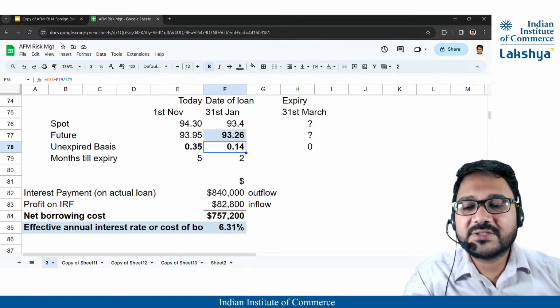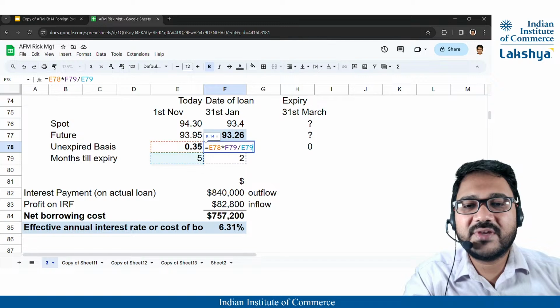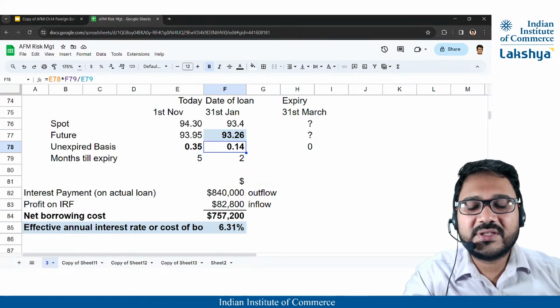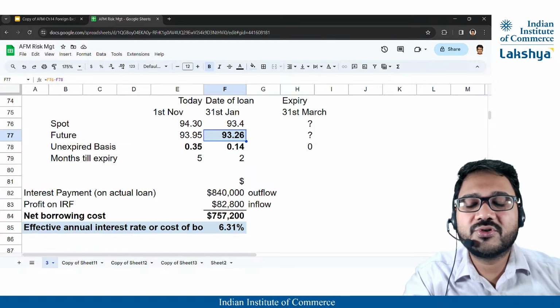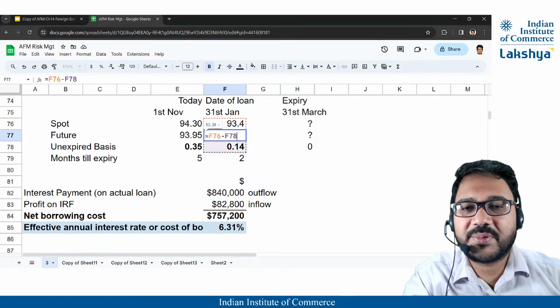So what is your unexpired basis? It is nothing but a simple cross multiplication, 0.35 times 2 divided by 5. Okay, that's how we get 0.14. So we know 93.4, we know 0.14. We just need to find the futures. Okay, since futures is trading at a discount, we shall subtract it.